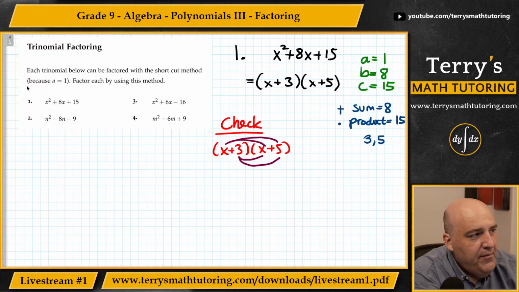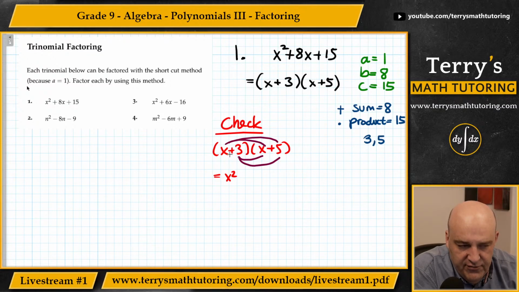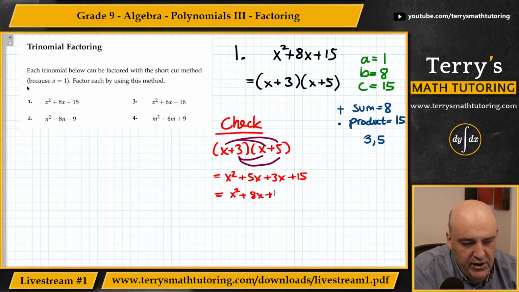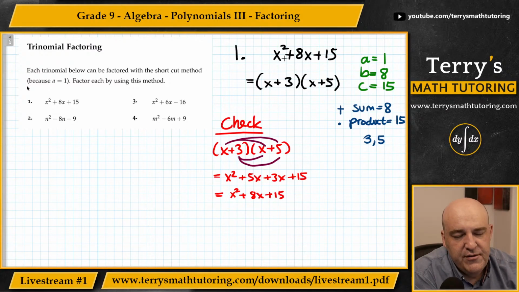It doesn't matter. But so start with x. X times x is x squared. X times plus 5 is plus 5x. And then move on to the next term, which is plus 3. And now take 3 and multiply it to both of these. 3 times x is 3x. 3 times 5 is 15. And then notice these are like terms. Those could be blended together. 5x plus 3x is 8x. And look at that. We get back to the original question.